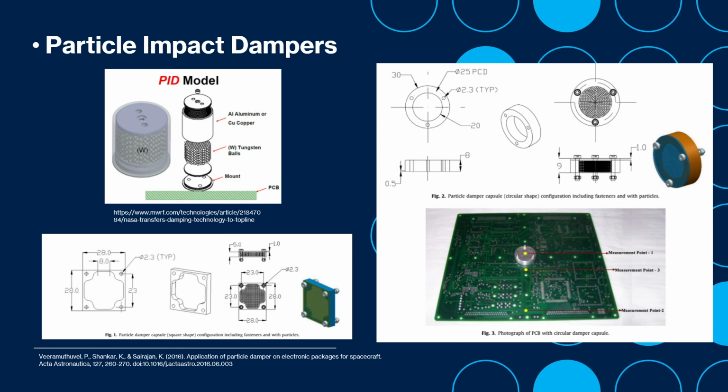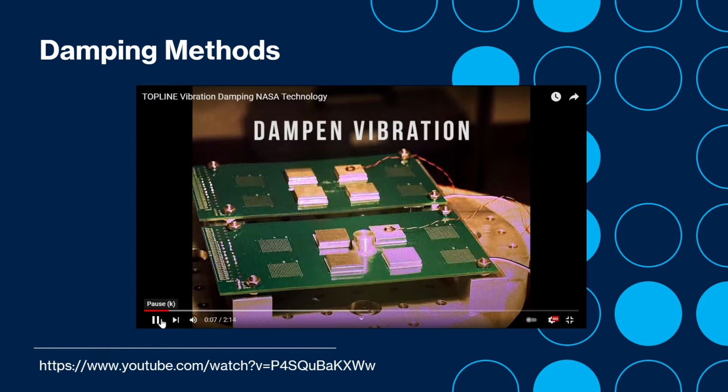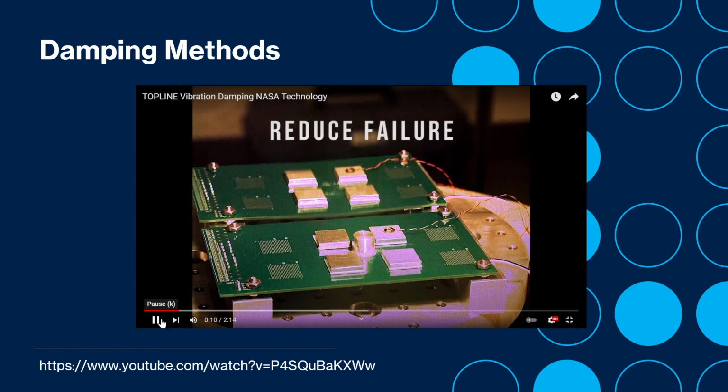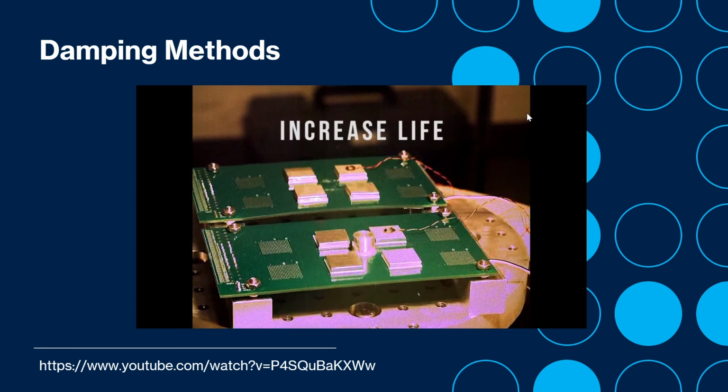In the dampers, the particles absorb the vibrational kinetic energy and dissipate it into heat through frictional effects and collisions between the particles, as well as between the cavity walls and the particles. Here's a short video demonstrating the particle damper. Obviously, you can see that the board without the particle damper experiences more displacement than the one with the damper.